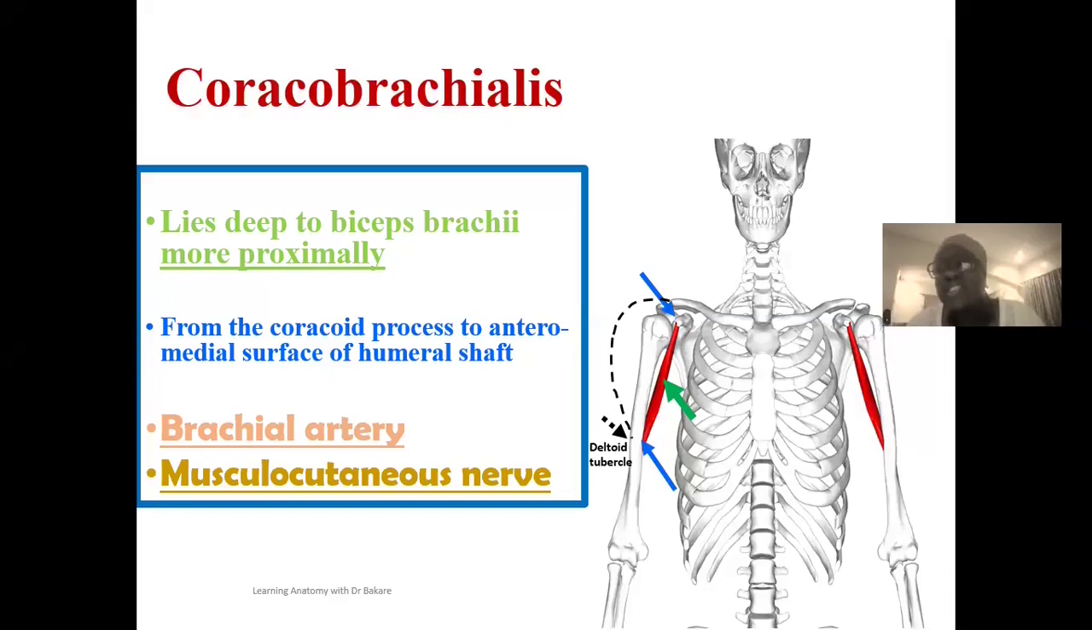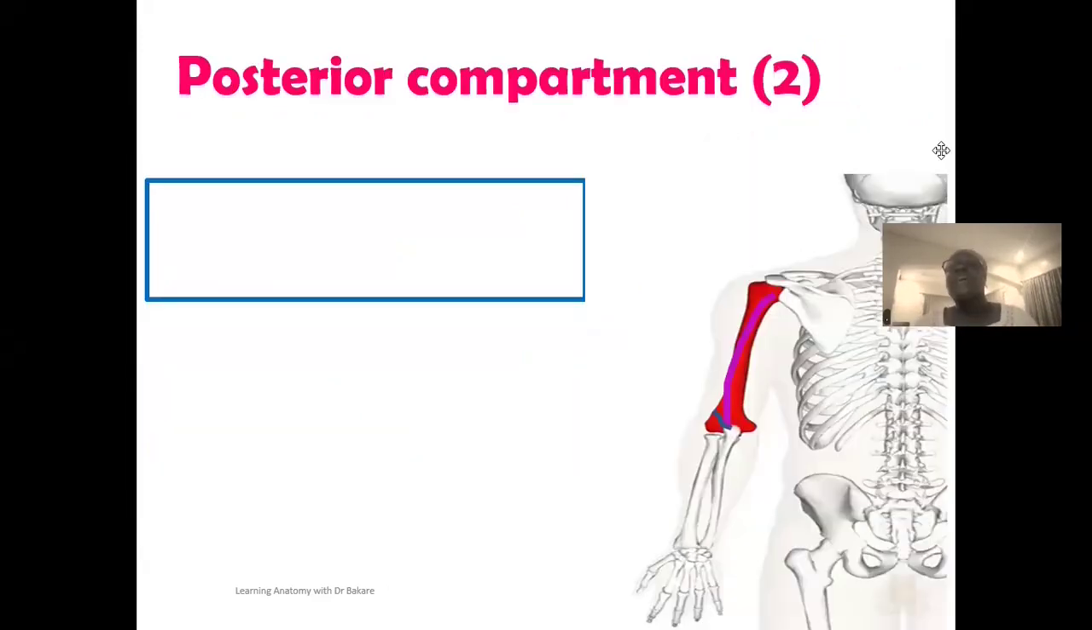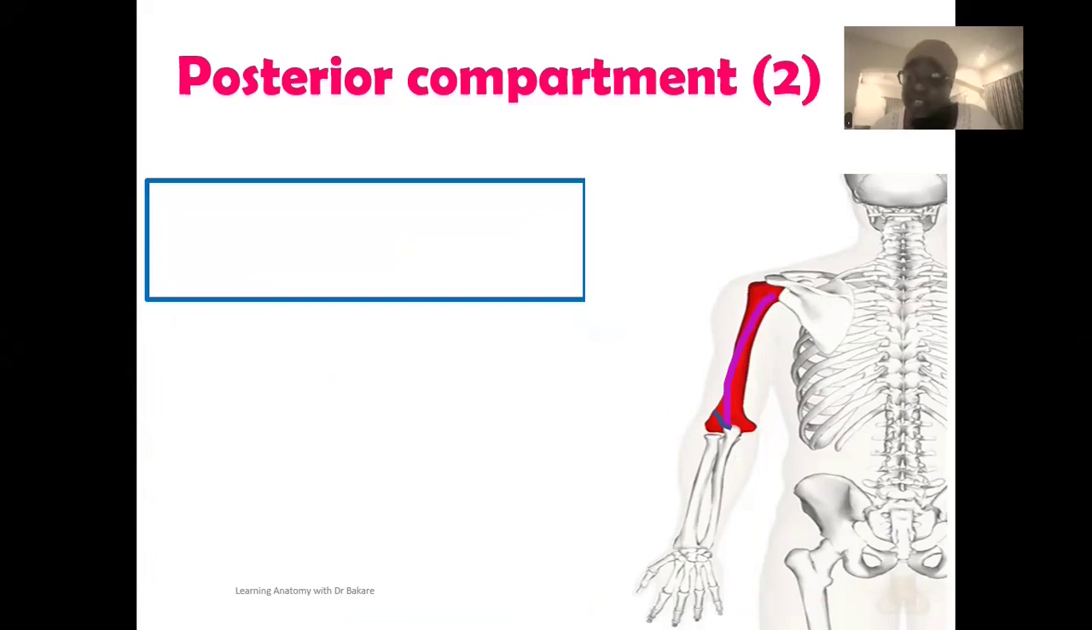Now let's go to the actions of this muscle. Don't forget that the coracobrachialis only crosses the shoulder joint. And we should expect that the action would only be directed towards this region. So it exerts flexion of the shoulder joint, and it also contributes to adduction and internal rotation. Now let's move to the posterior compartment of the arm region.